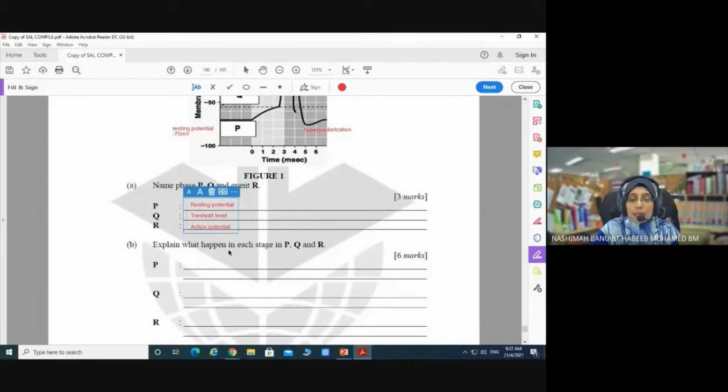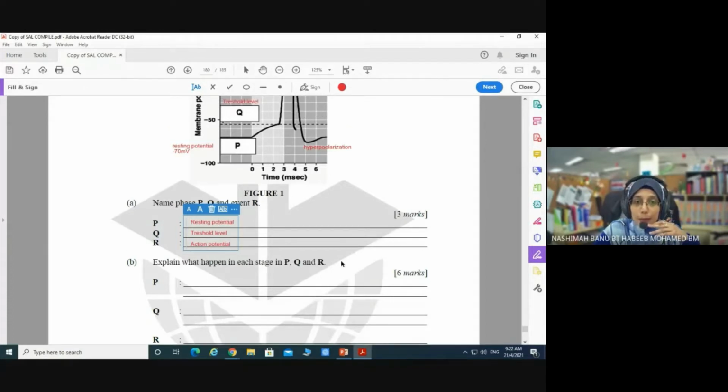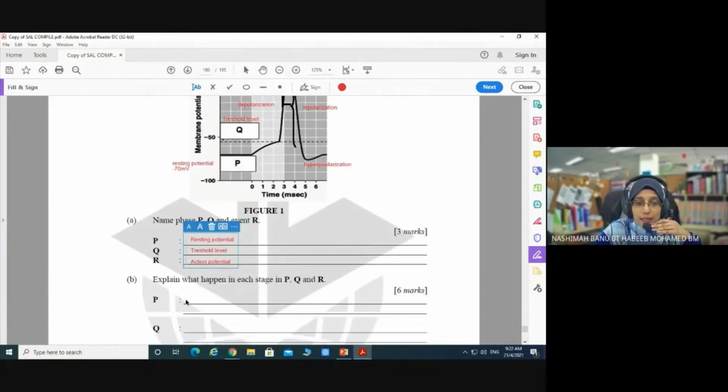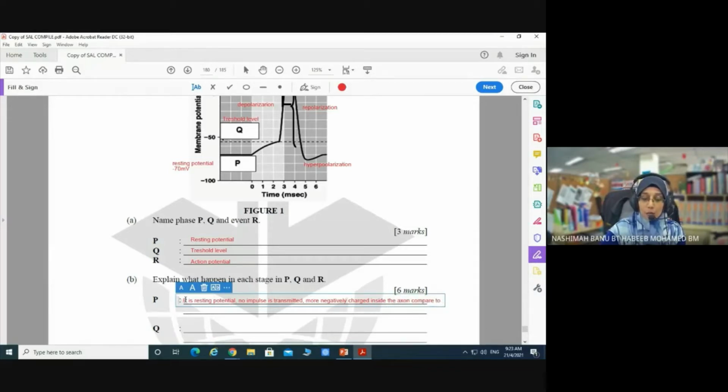Now let's go to the next one. You have to explain what happened in each stage that you mentioned above. For example, in P, as you know, P is the resting potential, so you can start your answer with: P is resting potential. During resting potential, no impulse is transmitted. Why is no impulse transmitted? Because it is more negatively charged inside the axon compared to outside.